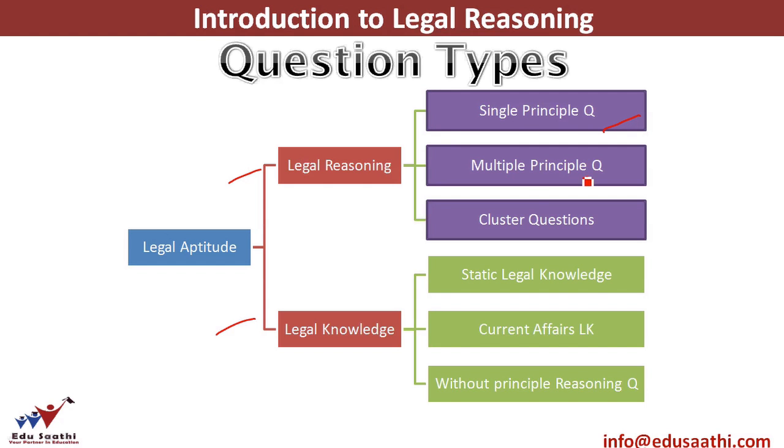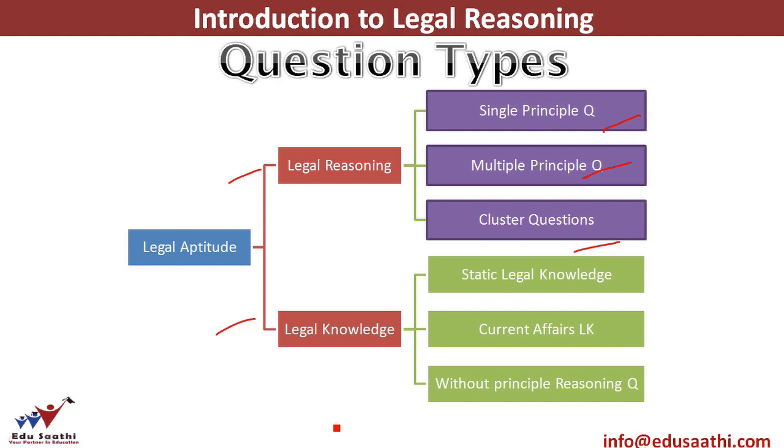Next, you can get multiple principle questions. There could be two principles given, and based on those two principles, you might have to solve one question or multiple questions on the basis of those principles. Another could be cluster questions. There could be one principle given and 4 to 5 questions related to that principle, or it could be multiple principles and multiple questions given for solving the legal reasoning section.